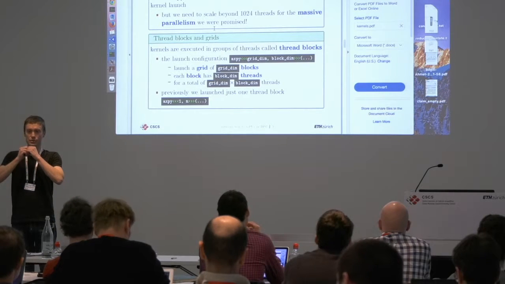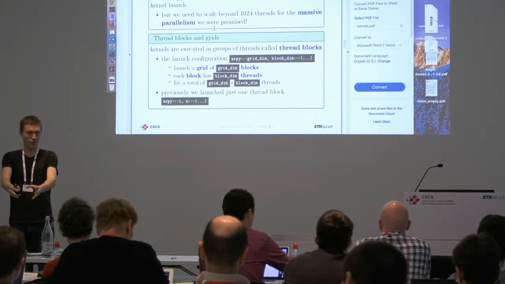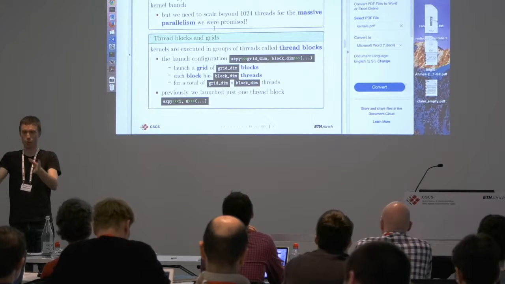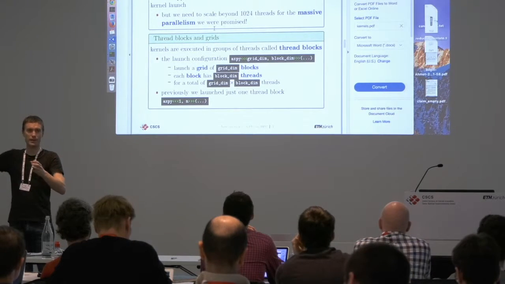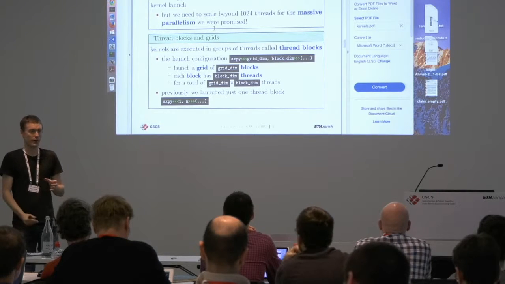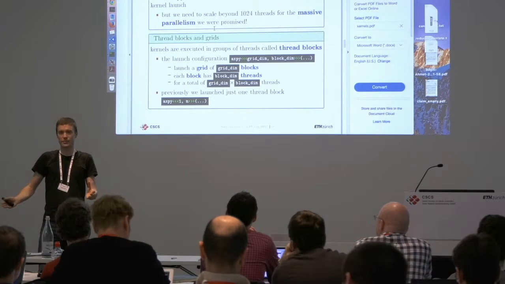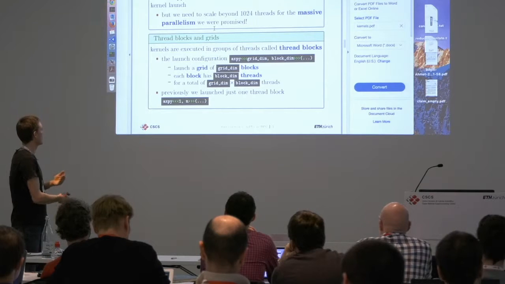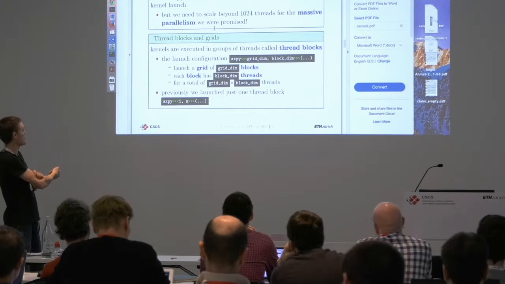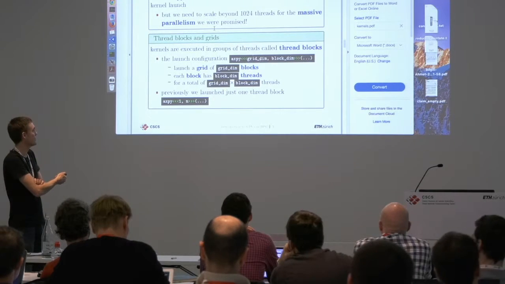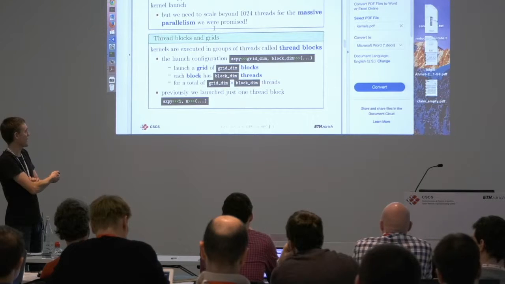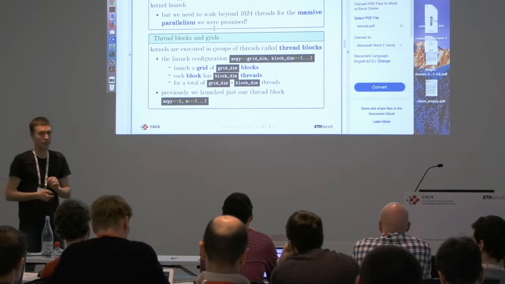So when you launch your kernel, you create blocks with a certain number of threads in them, and then you create as many of these blocks as you need to do all the work. And this group of blocks together is called a grid. So this is going to launch a grid of grid dim blocks. So this tells you how many blocks, thread blocks, we want to execute. And then each block has block dim threads.